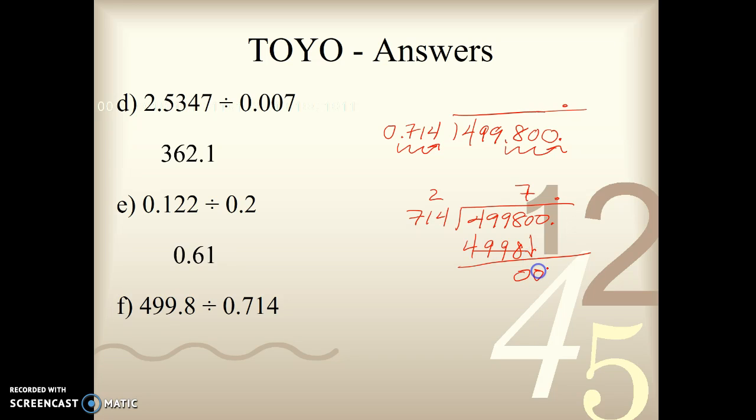Okay, let's bring down a 0. 714 goes into 0 times. 0 times 714 is 0. Let's bring down another 0. 714 goes into 0 again, 0 times. 0 times 714 is 0. And we're done. Our answer is 700.